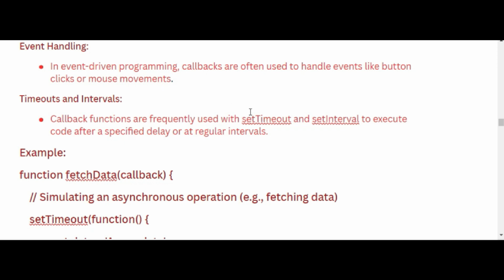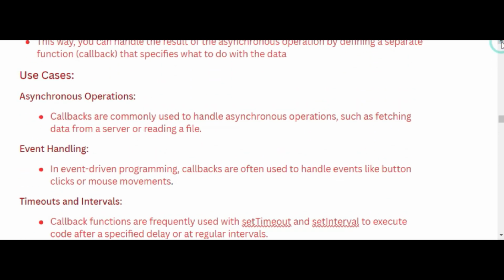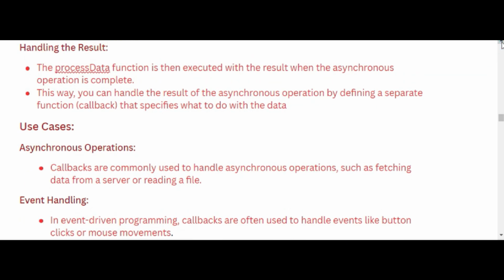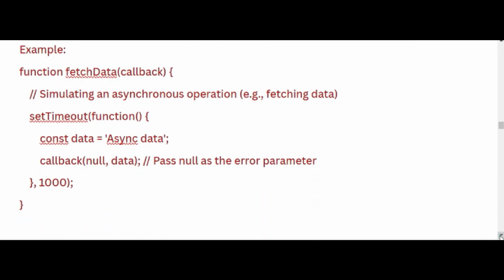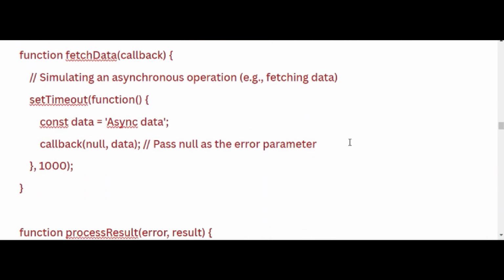So this is all about what I told you regarding event handling, timeout and interval, and use cases of asynchronous operations. Now I'm going to show you with an example how you can write it in code. Function fetchData(callback), simulating an asynchronous operation, for example fetching data.